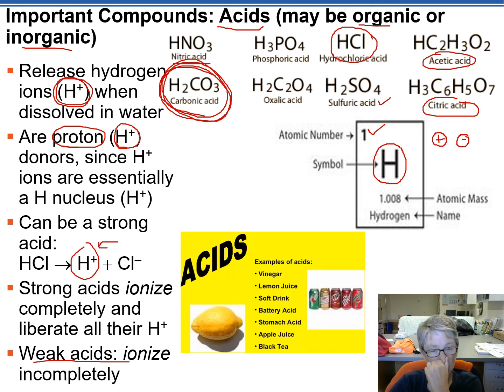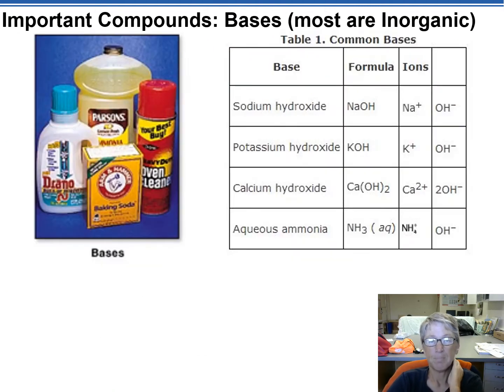Here's examples of some common acids that you guys know: vinegar, lemon juice. Soft drink is acidic. Battery acid, yeah, it's acidic. Stomach acid, yeah. Apple juice and black tea are both acidic as well. Okay, those are some facts about acids. Now what about bases? Most bases are inorganic. Here's a photograph of some common household bases.